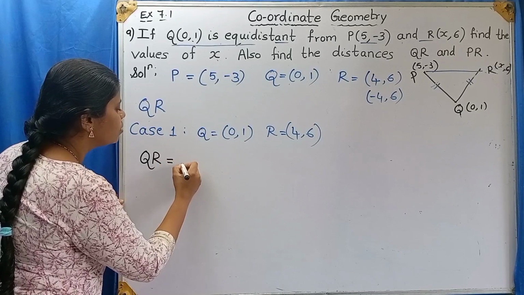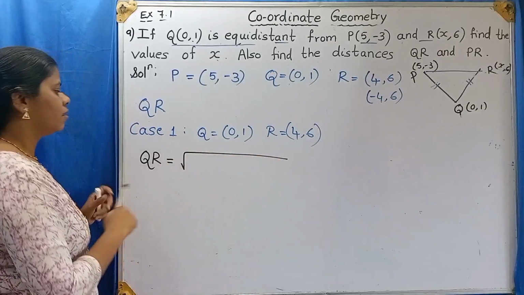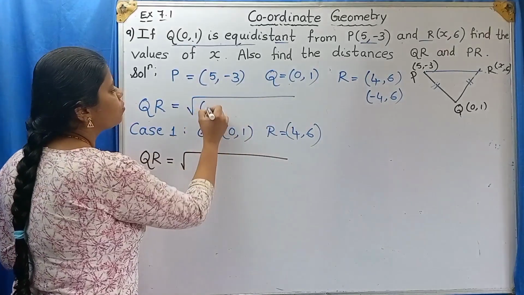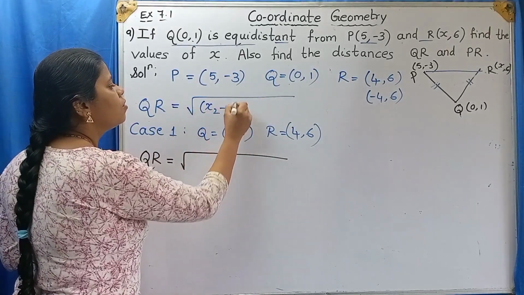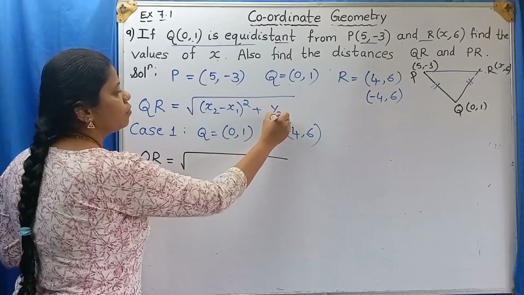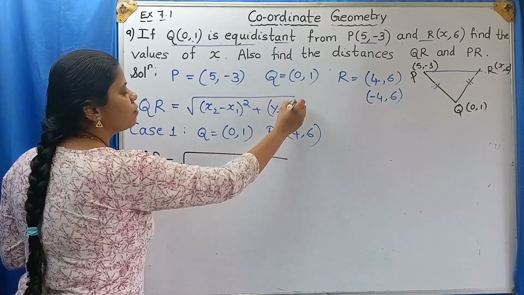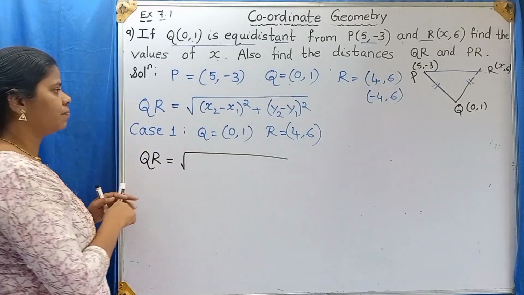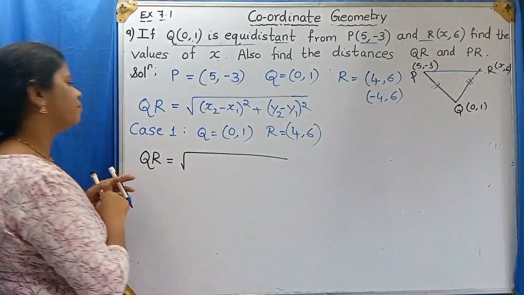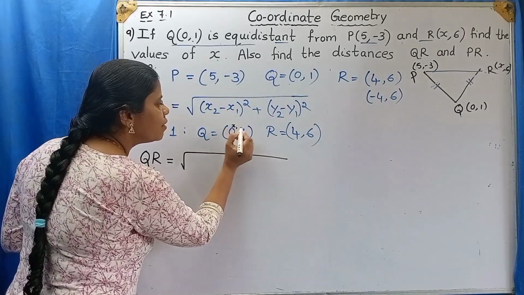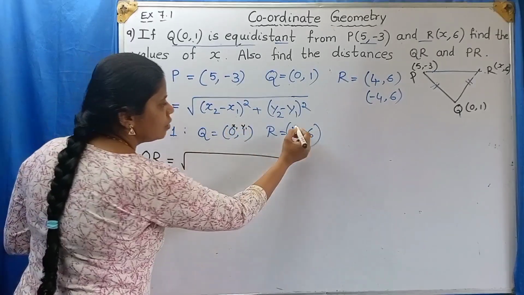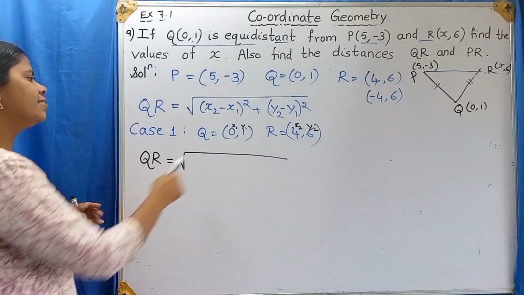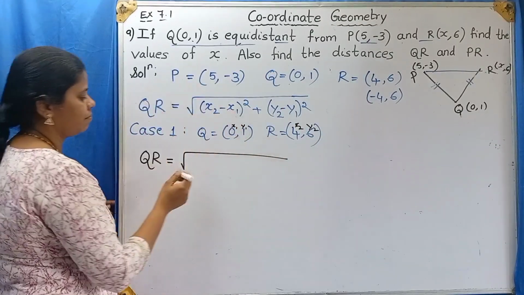QR is equal to square root of, let me write the formula here. QR is equal to square root of x2 minus x1 the whole square plus y2 minus y1 the whole square. This is the formula to find out the distance between the 2 points. Okay. Now, here in this case, this is our x1 and this is our y1. This is our x2 and this is our y2. Isn't it? Let us substitute these values in this equation.